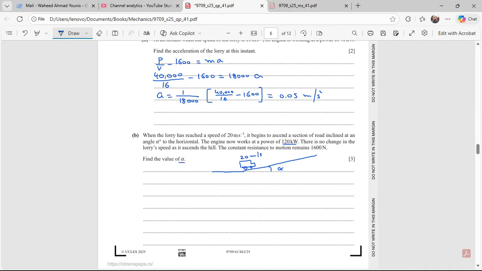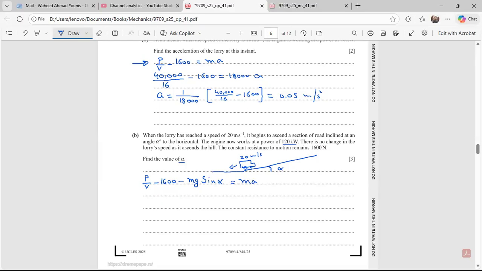If I talk about this free body diagram, the force of the engine is again power divided by speed, it will give you the force of the engine. Minus 1600 is the resistance, friction, whatever. Minus, now there's an additional force, an additional factor here, which was not in this equation here. And that factor is mg sine of alpha. This is the amount of pull you can say because of the weight and because of this angle. And this whole thing is equal to ma.